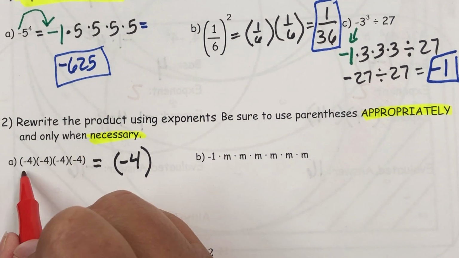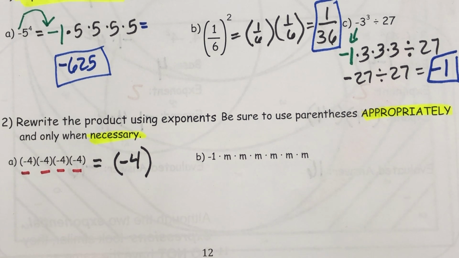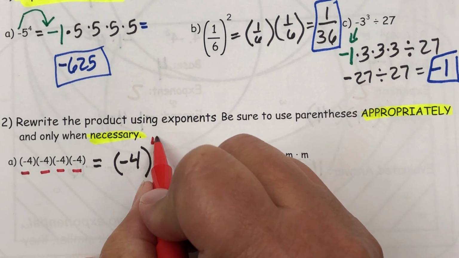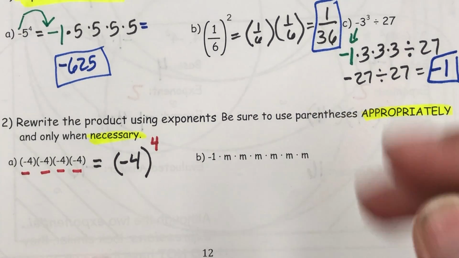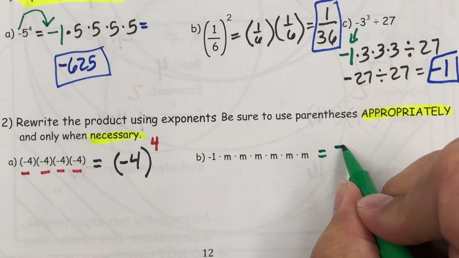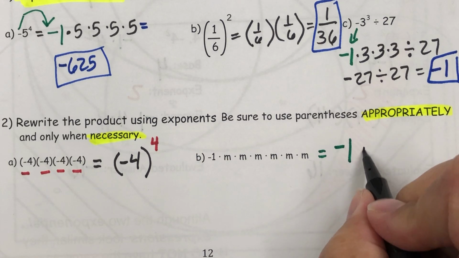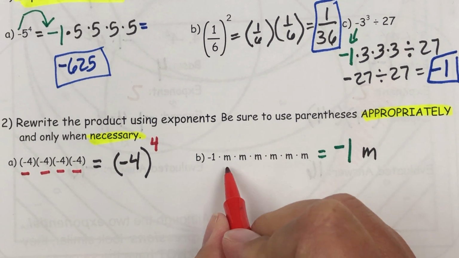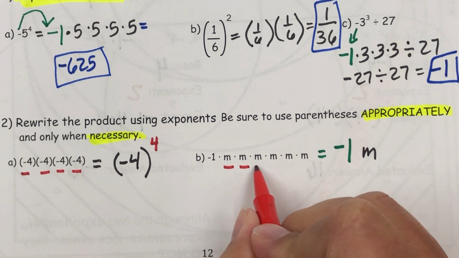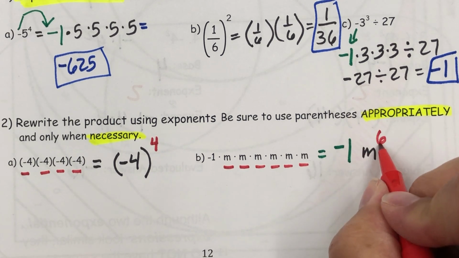Now I have 1, 2, 3, 4. I've used -4 4 times as a factor. So my exponent is 4. Here, there's only one -1. So my coefficient is -1. My base is m, and my exponent is going to be, well, m is a factor 1, 2, 3, 4, 5, 6 times. So I used m as a factor 6 times.